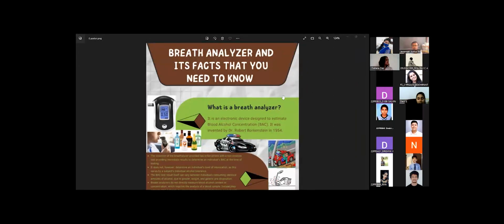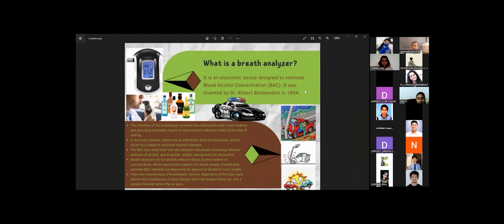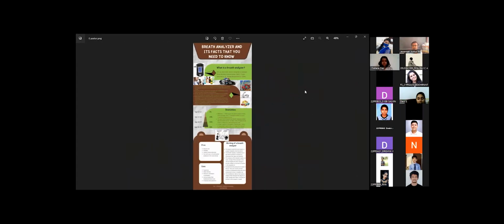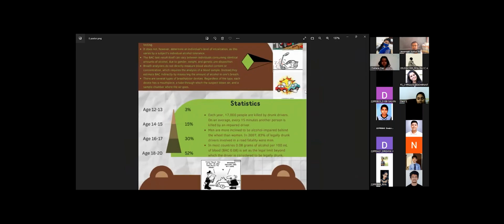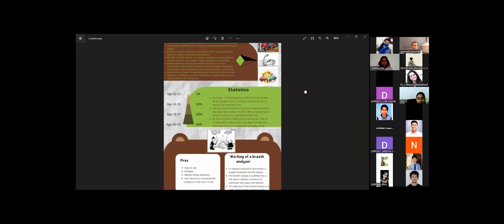A breath analyzer is a device used to determine blood alcohol concentration, or BAC for short, by measuring the amount of alcohol in a sample of your breath. But did you know that the breath analyzer test is based on an oxidation reaction of alcohol in chemistry?